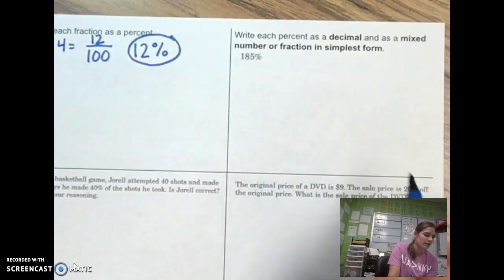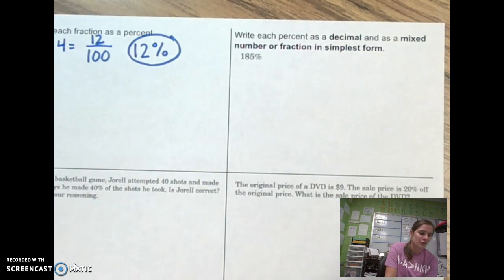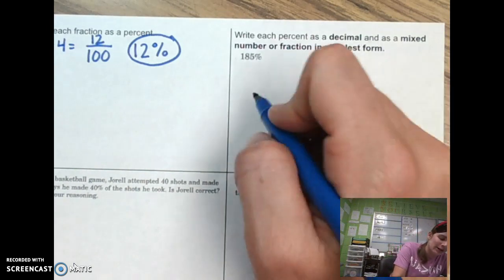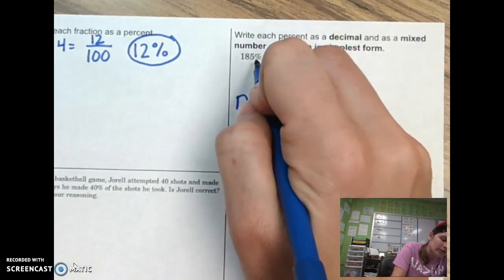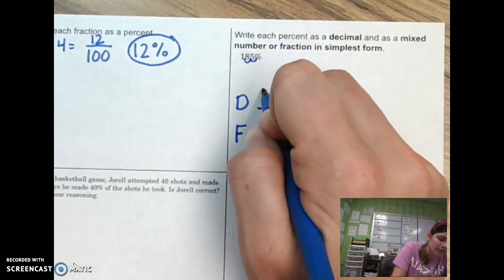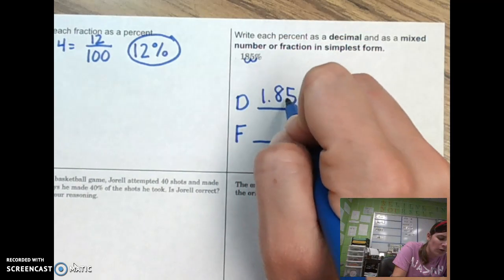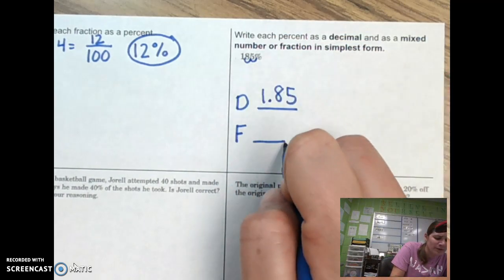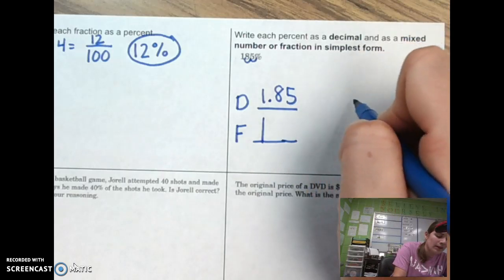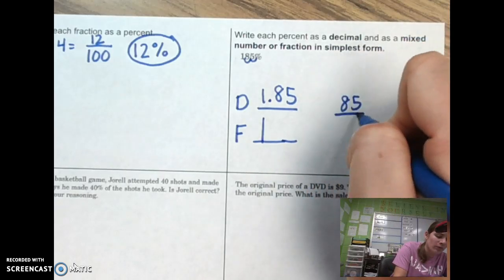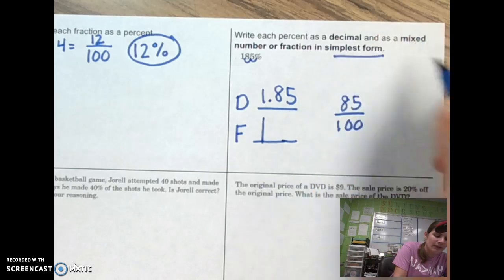On this one, you can see I bolded it. Write each percent as a decimal and a fraction. So I'm going to put a D and an F. For this, I go 1, 2. So our decimal is 1.85. If I have a whole number in my decimal, I'm going to have a whole number in my fraction. So I'm going to start with putting my 1 there. And then I have 85 over 100. And it tells me I have to have it in simplest form.